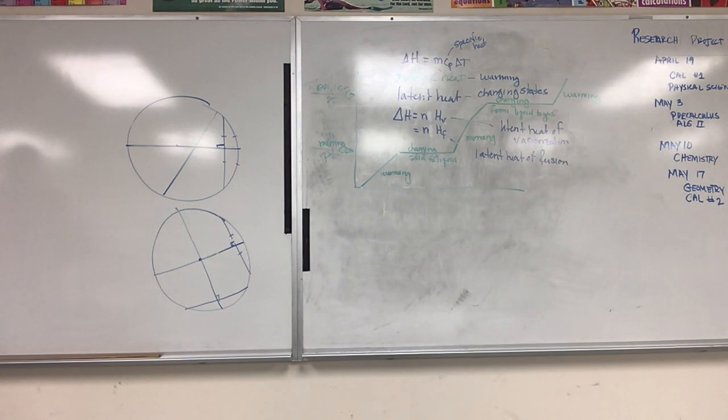If I have a diameter that's perpendicular to a chord, then I know I have a bisected chord and arc. If a chord has a perpendicular bisector chord, then I know that chord passes through the center of the circle. All right, so let's look at some examples.